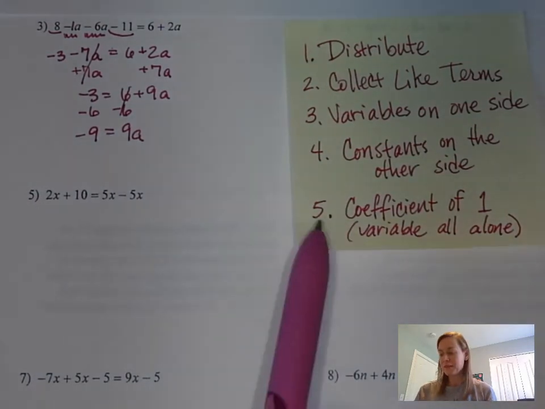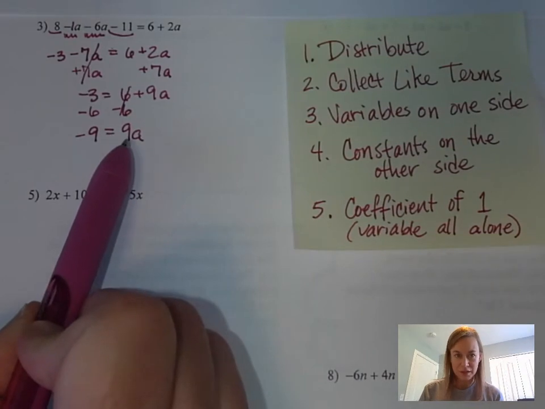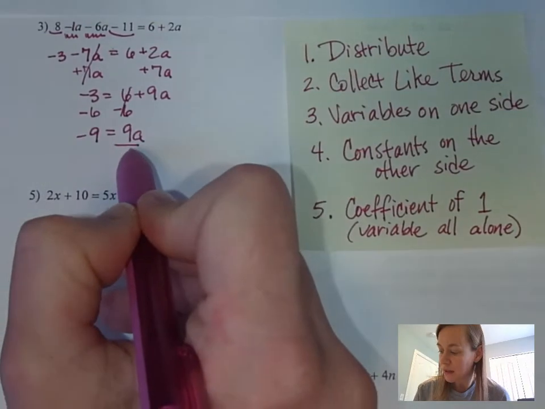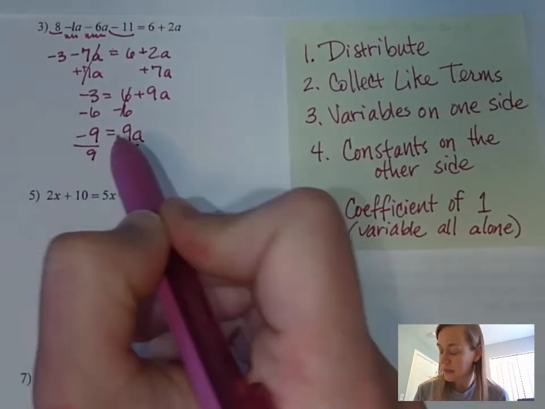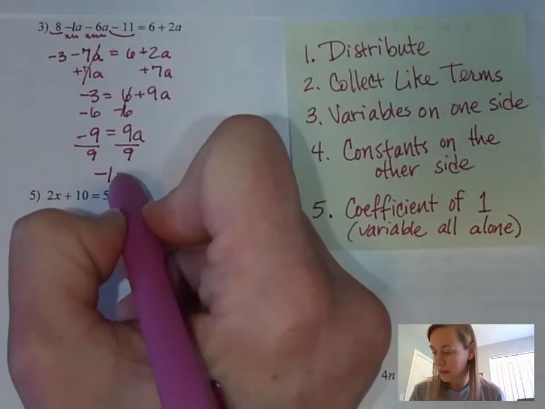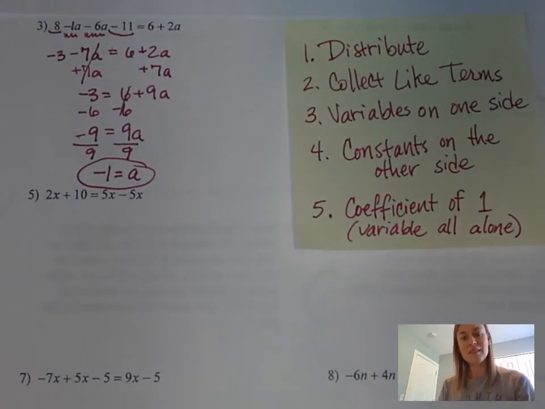And now for our last step, it says coefficient of 1, and that coefficient is just that number in front of the variable. We want it to be 1. In other words, we just want a by itself. So let's divide by 9 on both sides. And negative 9 divided by 9 just gives us negative 1 equals a. And you are done with that one. Let's go to the next problem.